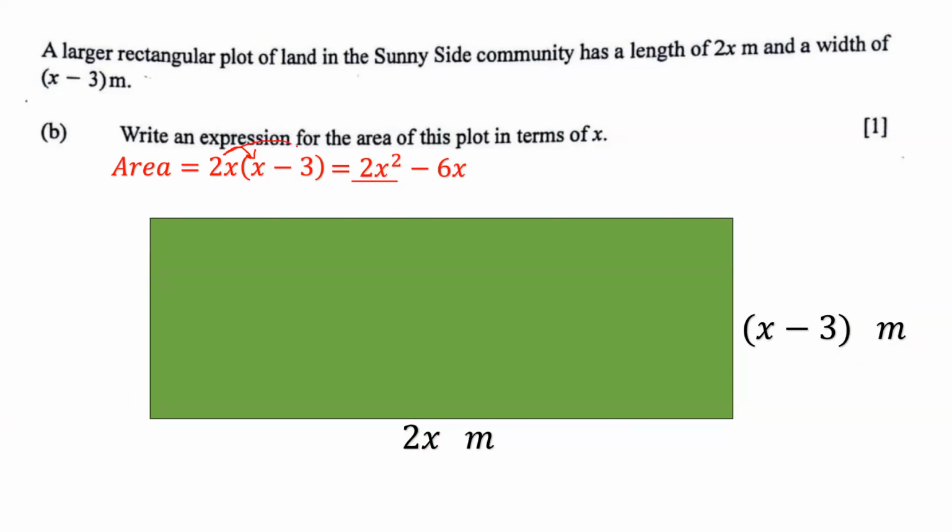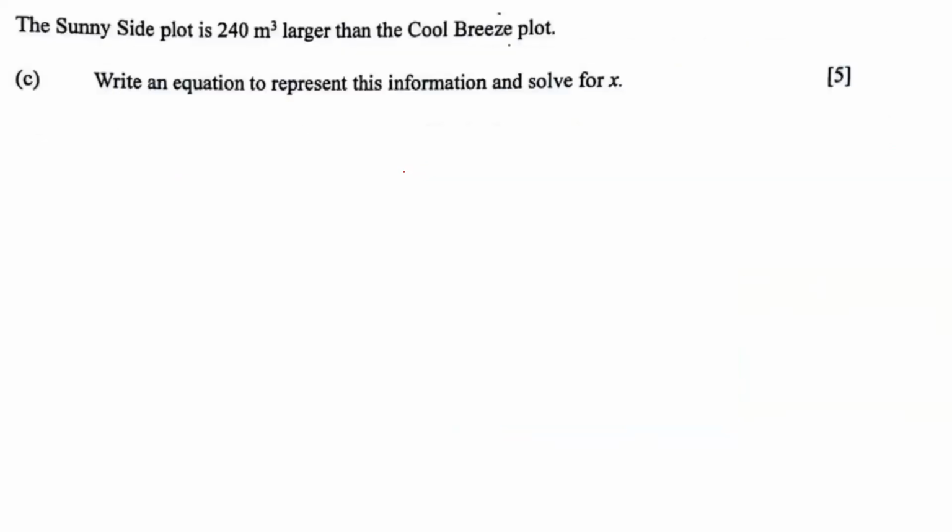Then we have 2x multiplied by negative 3. That's going to give us negative 6x. Again, 2x multiplied by negative 3 is negative 6x, because 2 times 3 is 6. And so the expression for the area of this plot of land in terms of x is 2x squared minus 6x.